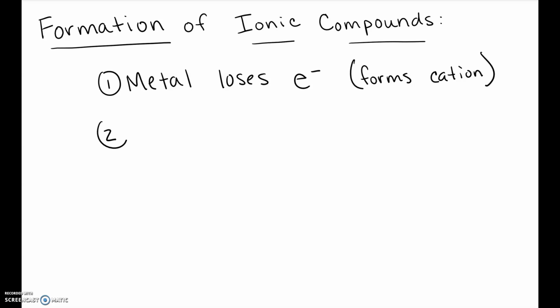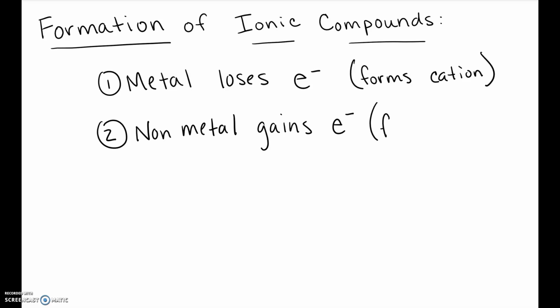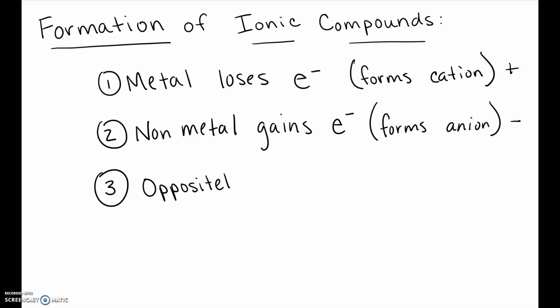The second thing that happens is the nonmetal gains these electrons that the metal has lost. And when it gains electrons, this forms an anion. Anions are negatively charged, cations are positively charged. One thing that we know about oppositely charged ions is that they attract.